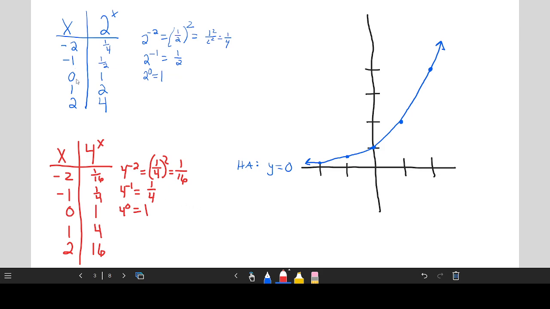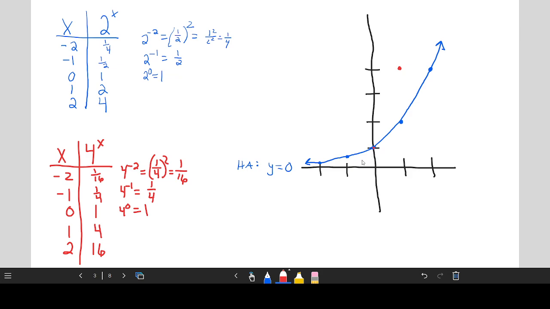So both graphs have this point (0, 1) because any base raised to the 0 is going to be 1. So that's a point that we're going to see on all of our exponential functions where it's just a number to the x. Then we have the point (1, 4). And then we have the point (2, 16), which is going to be off my page here. But you can see that this graph is going to be above the other one in quadrant 1 because the base is larger and we're getting larger y values for the same x value.